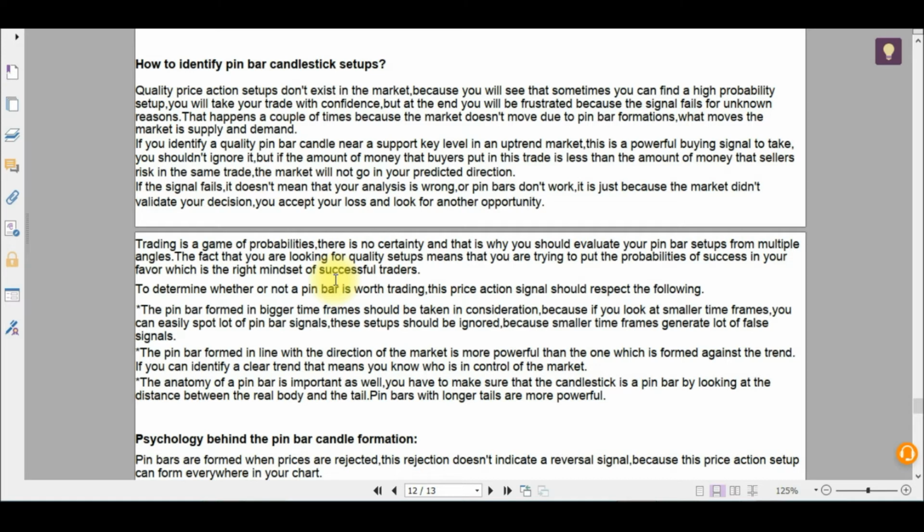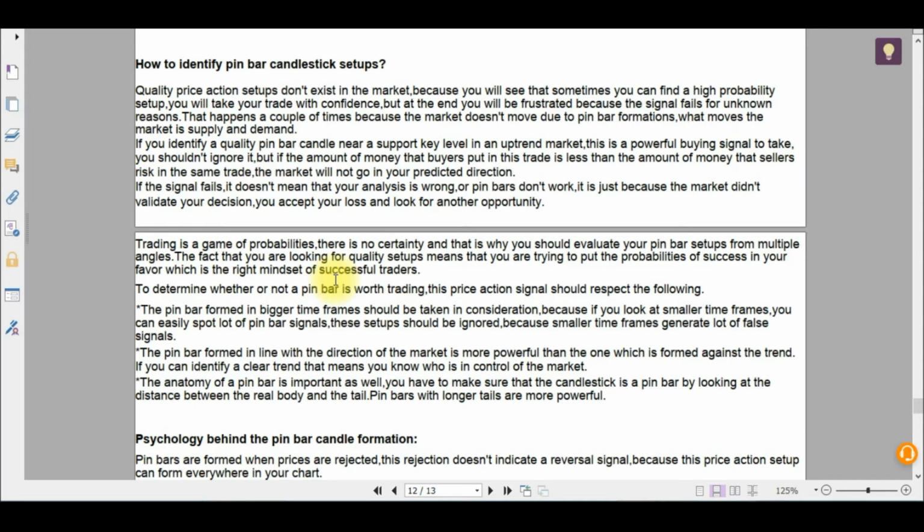Trading is a game of probabilities. There is no certainty, and that is why you should evaluate your pin bar setups from multiple angles. The fact that you are looking for quality setups means that you are trying to put the probabilities of success in your favor, which is the right mindset of successful traders. So to determine whether or not a pin bar is worth trading, the price action signal should respect the following.